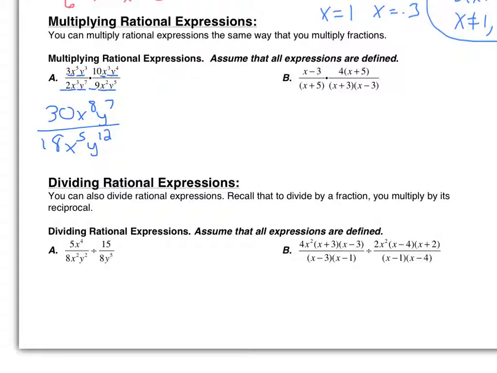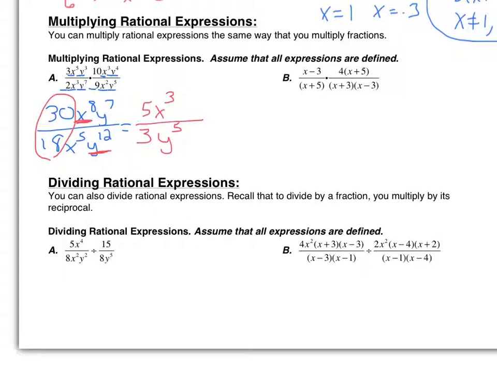Now we can go ahead and simplify top to bottom. So 30 over 18, divide them both by 6, and I get 5 over 3. And then x to the 8th and x to the 5th, x to the 8th is 3 bigger, so x cubed on top. And y to the 12th is bigger on bottom, so it's y to the 5th.